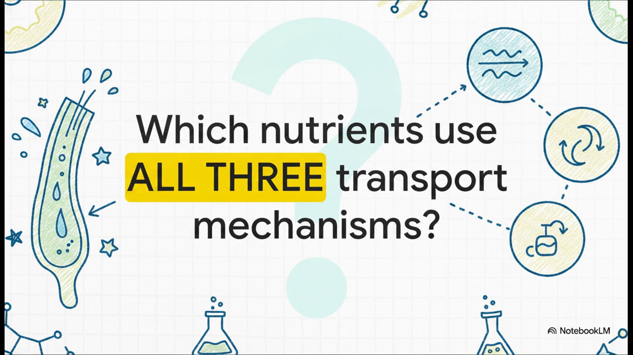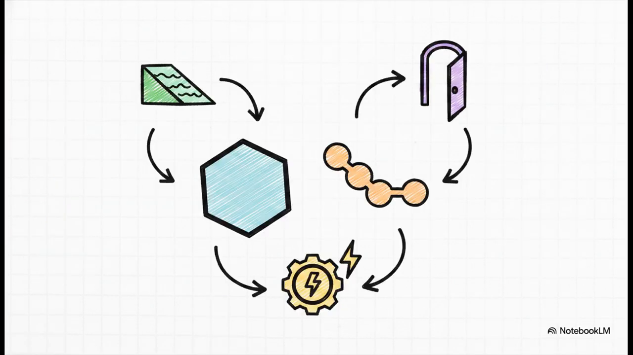All right, time for a quick active recall prompt. Put your test-taking hat on for a second. Based on what we just reviewed, which essential nutrients are versatile enough to use all three mechanisms: passive, facilitated, and active transport? Take a guess. Walk this one in. The answer is both glucose and amino acids.